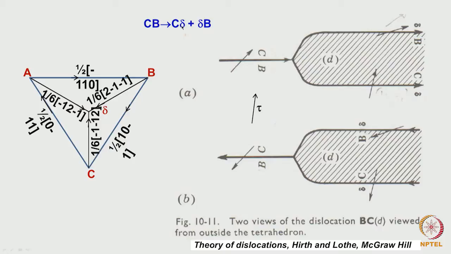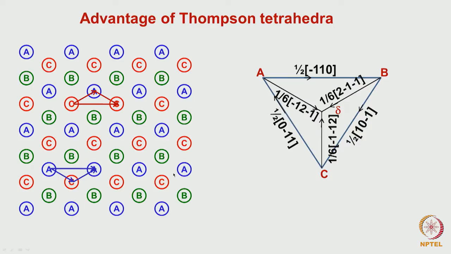That is exactly what is being shown here. We have considered a vector CB that changes into C delta plus delta B. You can see that here, in this case, this is the direction of the stress and the dislocation movement is in this direction, then the delta B will become the vector generating an intrinsic stacking fault. In the other case, where this is the direction of the Burgers vector, now you can see that B delta becomes the leading one and delta C becomes the trailing one. Is it clear? Essentially the same thing is being shown here schematically.